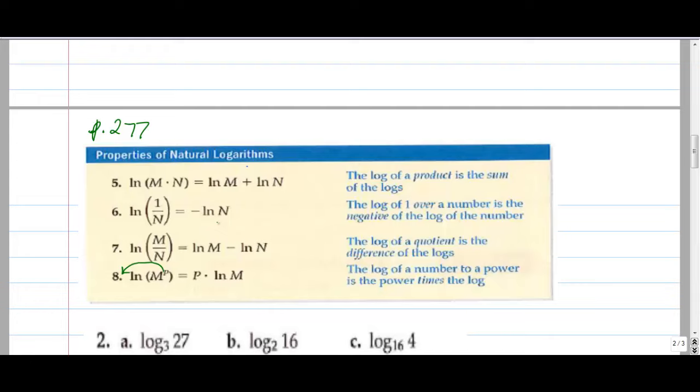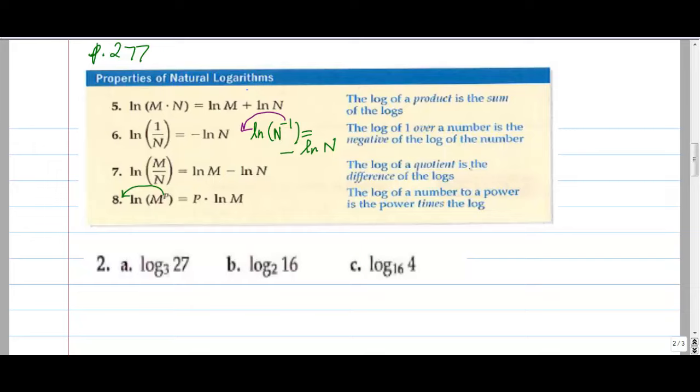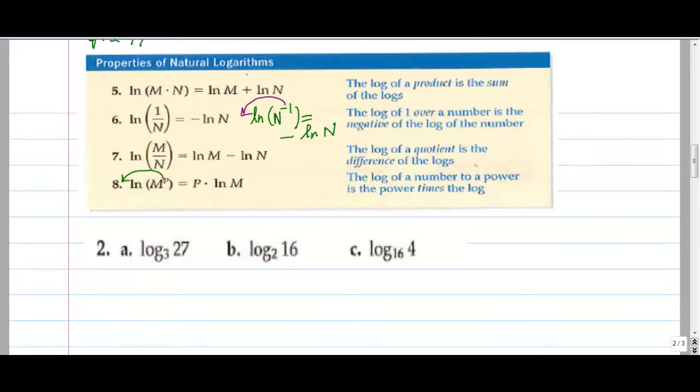So number 6 comes from the fact that this is like natural log of n to the negative 1, right? And then that n to the negative 1 can come out. So then you get minus natural log of n. So number 6 is really just an extension of property 8. Or you could look at it as an extension of property 7. You could say natural log of 1 minus natural log of n. Natural log of 1 is 0, so it's just minus ln n left.